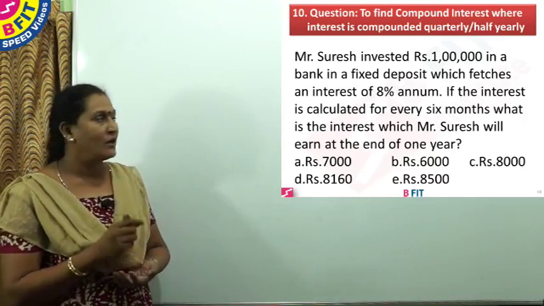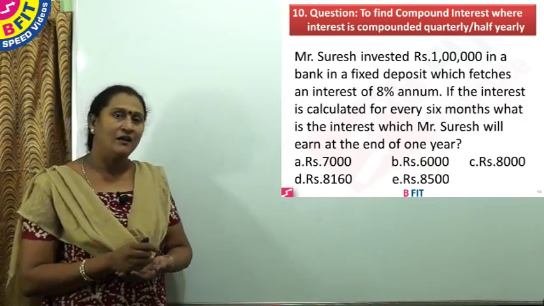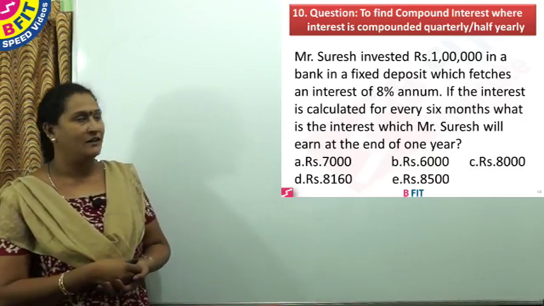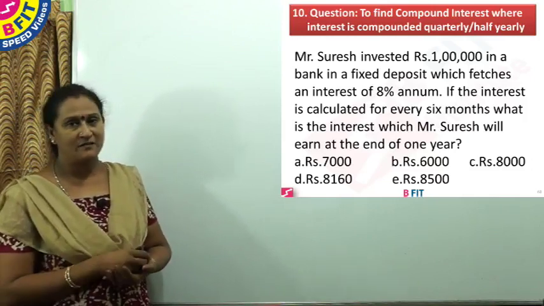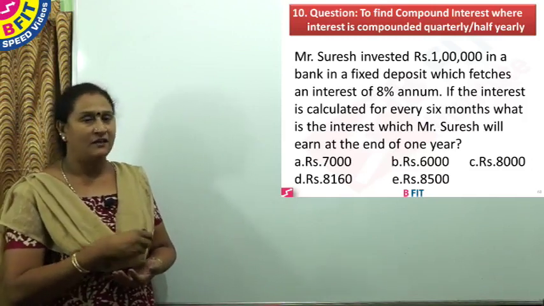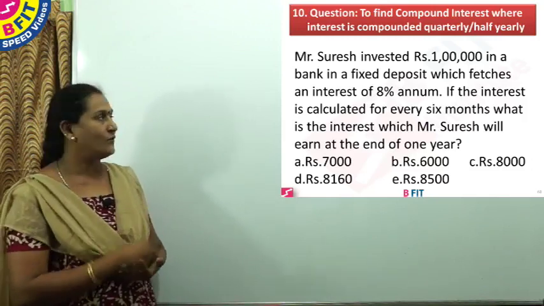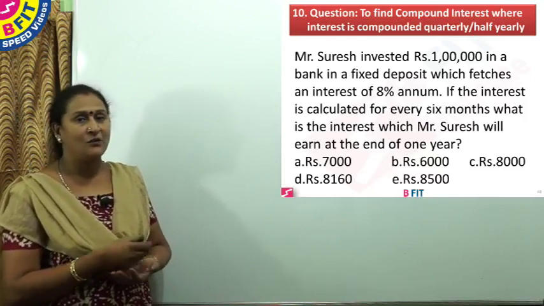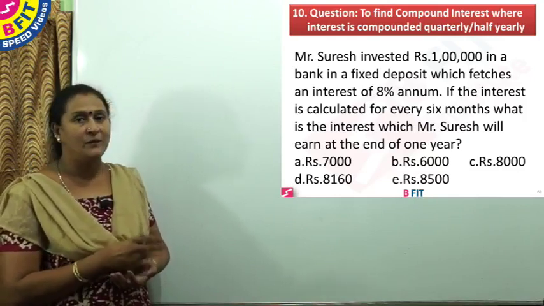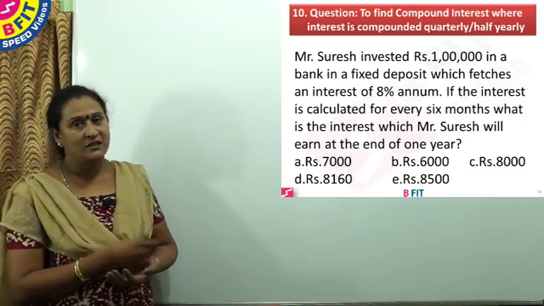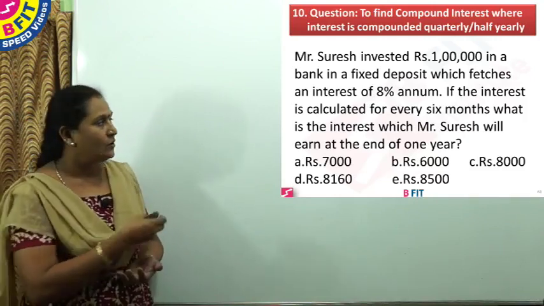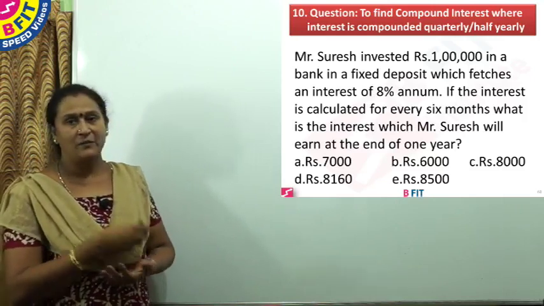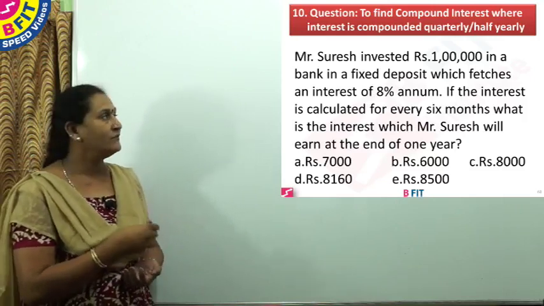So for 6 months the rate percent will be 4%, and we are asked to calculate for 1 year. In 1 year, if we calculate interest for every 6 months, how many times will we calculate the interest? Twice. So though it is for 1 year, as it is half yearly, we can use the same n equal to 2 concept. So here the period is 2, and we can use the same I1, I2 concept to find the compound interest on a sum of 1 lakh at 8%. So we will see the working.